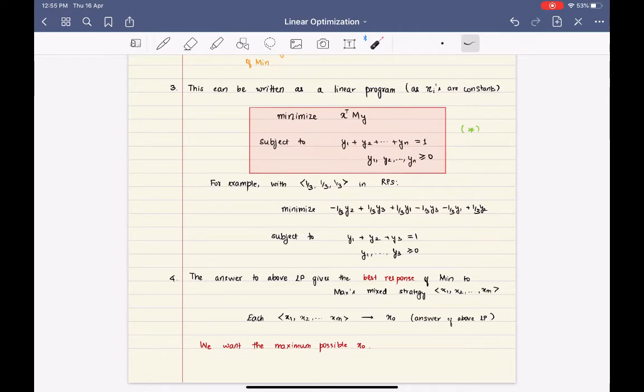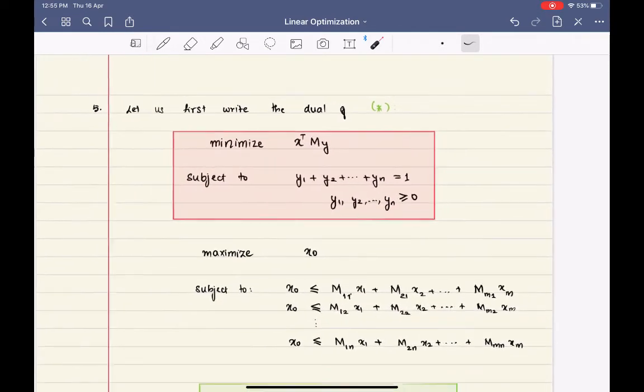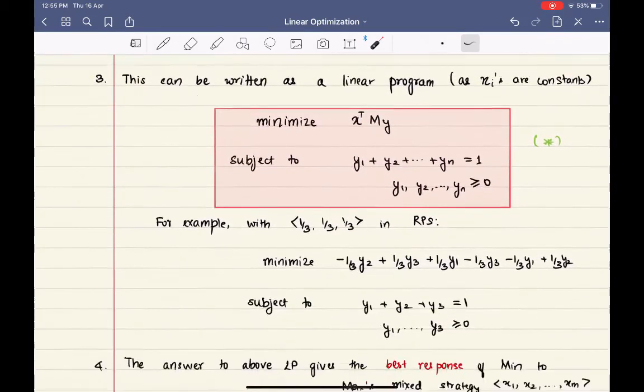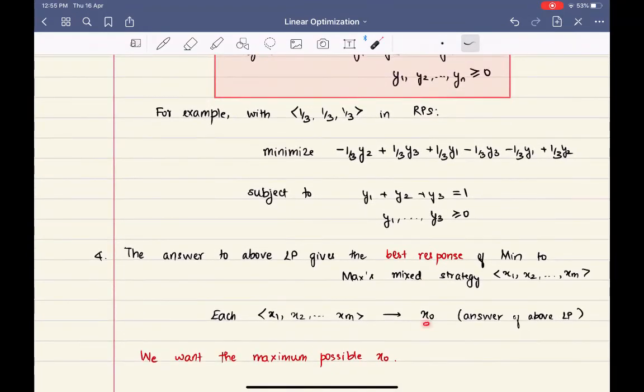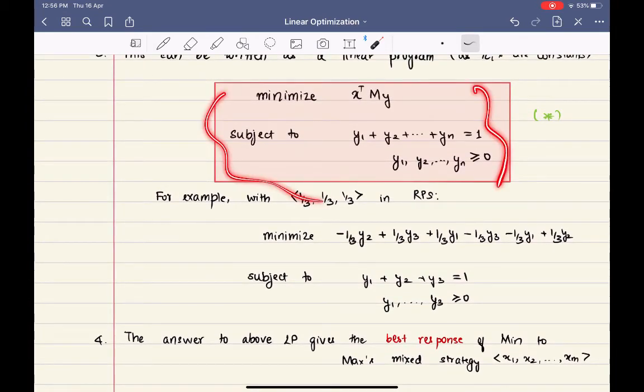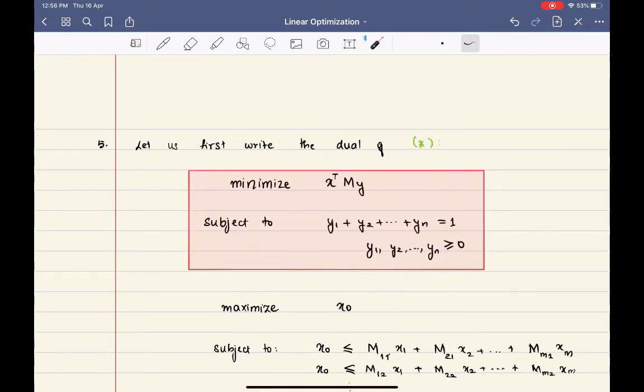Okay, so let's first write the dual of this LP. Because this is a minimization problem, and here we want to maximize x0, our first idea would be to check if we can pose this as a maximization problem. Okay, and for that, let's say we write the dual of this.